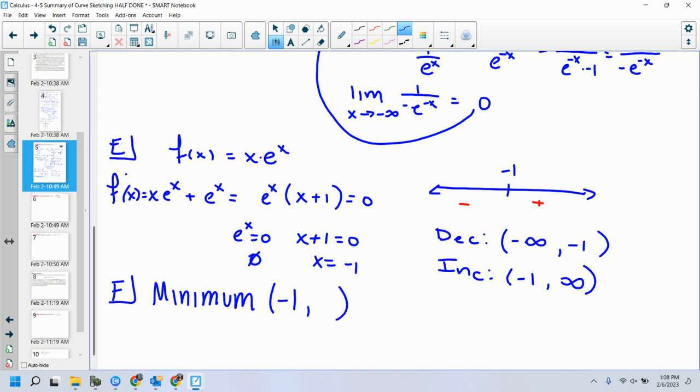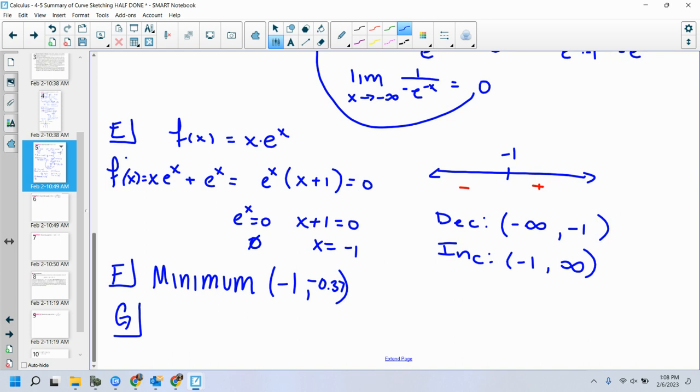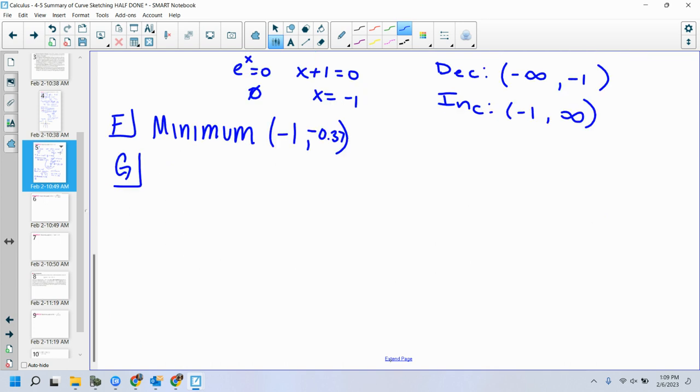Let's go plug it back in. Spoiler alert, it's -0.37. And that goes back into the original. Okay, let's find concavity. Now I'm going to go back to this and find the second derivative.